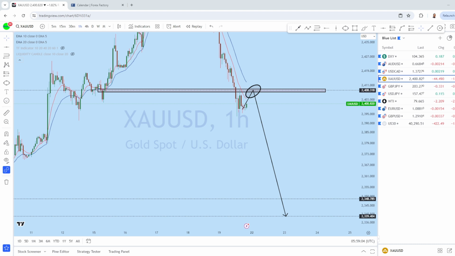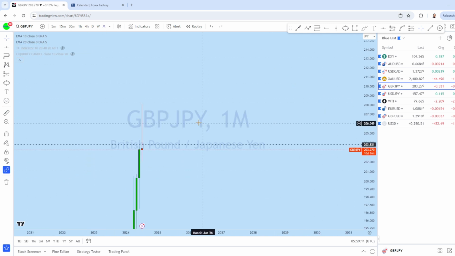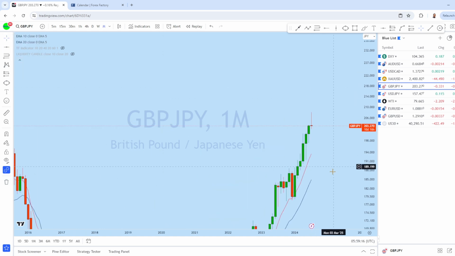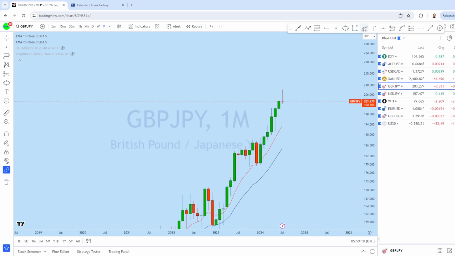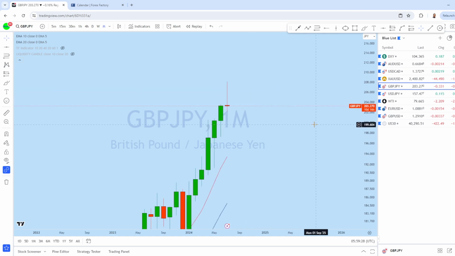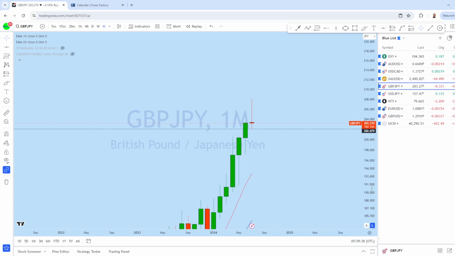So with that said, let's start with JPY pairs, starting with the GBP JPY. Looking at the monthly chart on GBP JPY, we can see this is the monthly impulse, a huge monthly bullish impulse, and there is a doji formation on the monthly chart. So far the market is below the monthly resistance, and we are expecting GBP JPY to retest the monthly support before bouncing back to the upside.